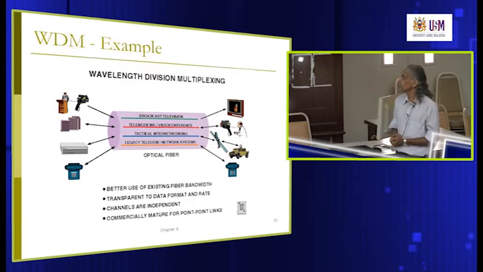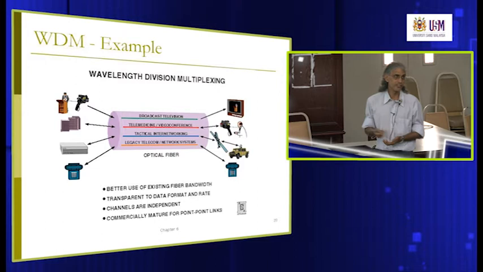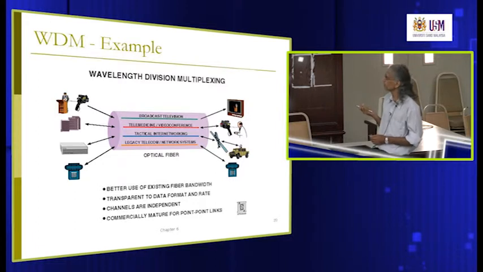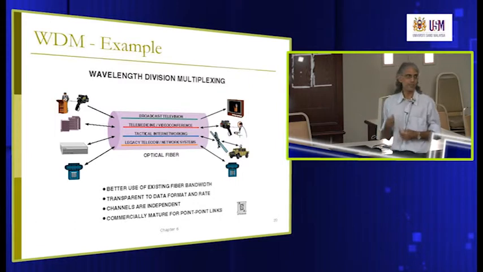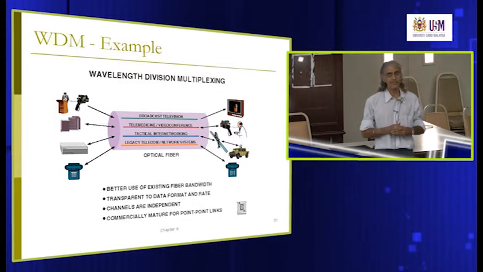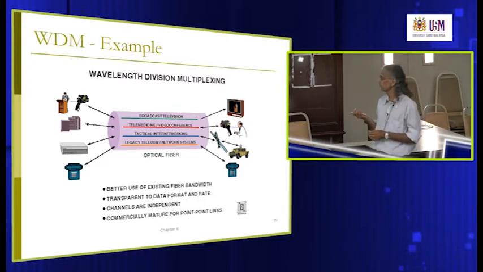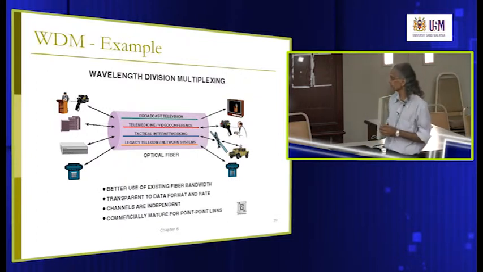WDM is usually mainly used for broadcast television signals, telemedicine, video conferencing, tactical internet networking, or some other network systems, right? The main thing is that for WDM, we require fiber optic cables. And of course, fiber optic cables with light pulses have very high bandwidth and high capacity, so instead of a few users, 10 or 20 users, you can have hundreds and thousands of users. So it's better use of existing bandwidth, transparent to data format and rate, channels are independent, and it's quite a mature technology. As far as the user is concerned, it's very transparent, it doesn't make a difference.